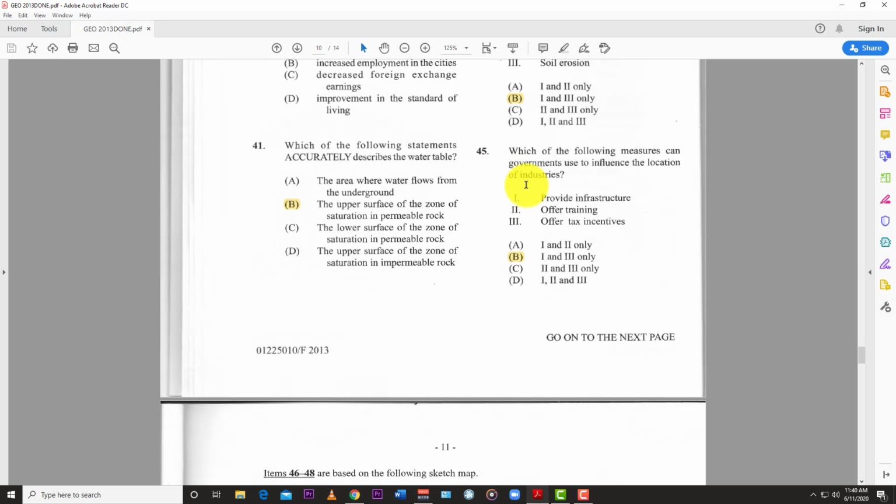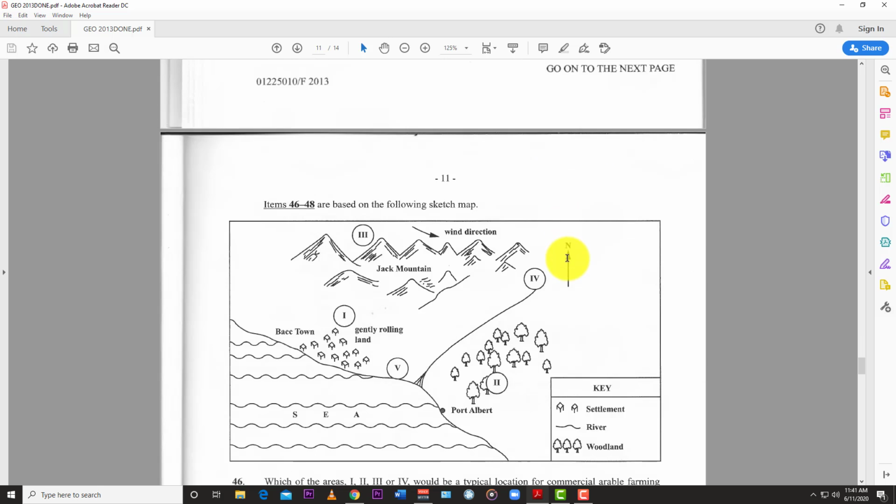45, which of the following measures can government use to influence the location of industries? And you have some options: provide infrastructure, 1; offer training, 2; offer tax incentive, 3. And so the best answer here is B, 1 and 3, because provide infrastructure, of course, if they build it, they're going to come, and 3, if they offer tax incentive, of course, they're going to go. Training has nothing really to do with location.